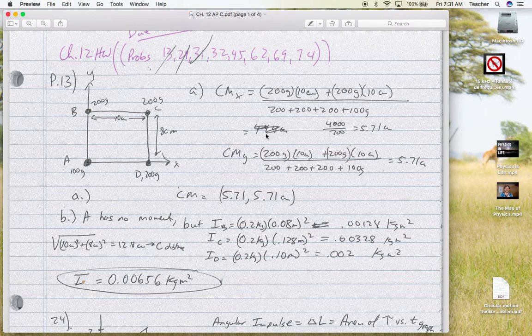So 200 grams times 10 centimeters each, all divided by the total mass, which is actually 700 grams. That equals 5.71 centimeters. Same with center of mass for y. These are the only two that have a y component that's not 0. Do the same thing, also 5.71 centimeters.